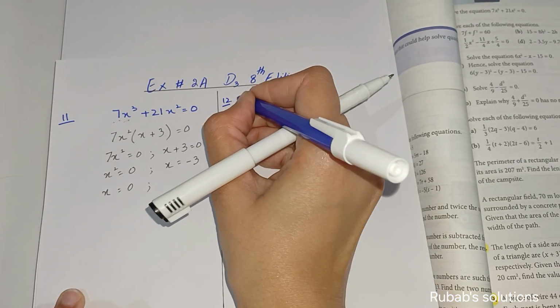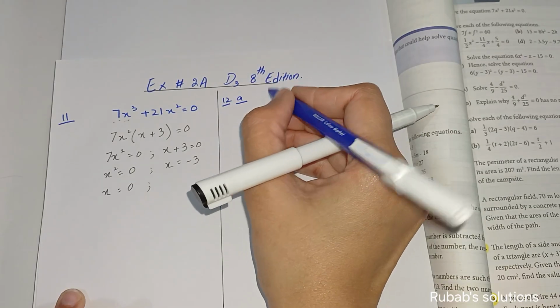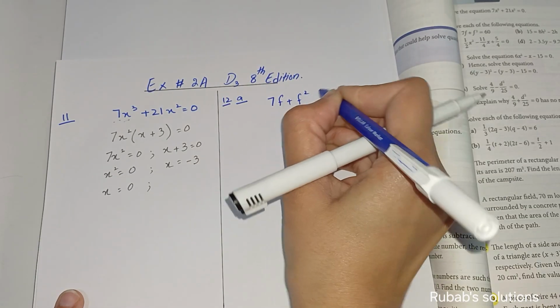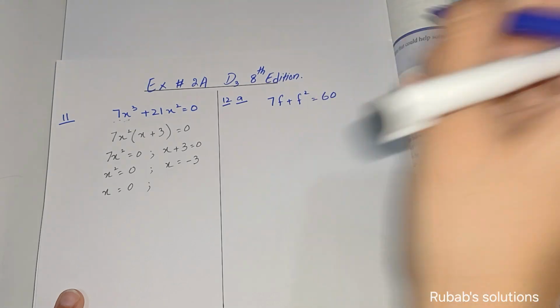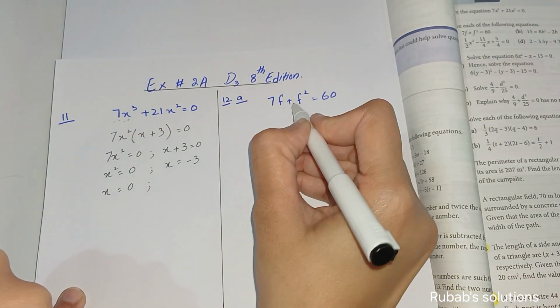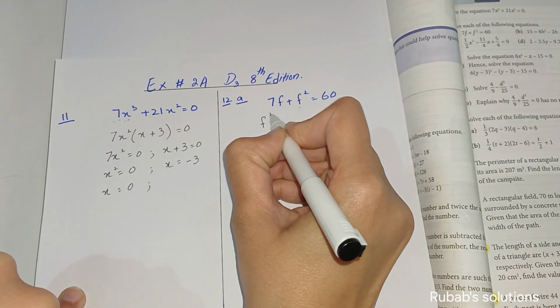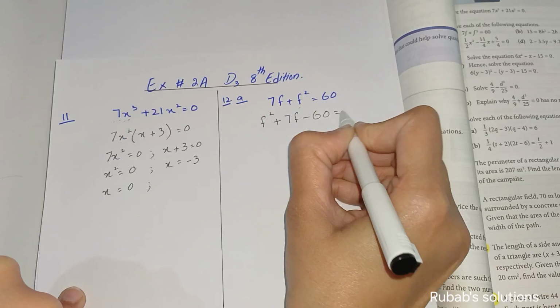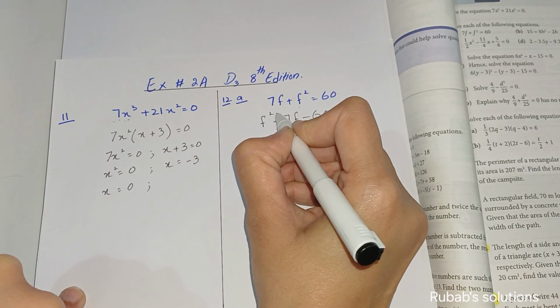If we will start part A, part A is 7f plus f square is equal to 60. You have to arrange it first according to the question. It will be f square in the start plus 7f minus 60 is equal to 0. Now we can apply the AC method.